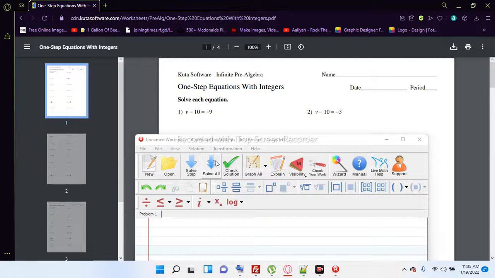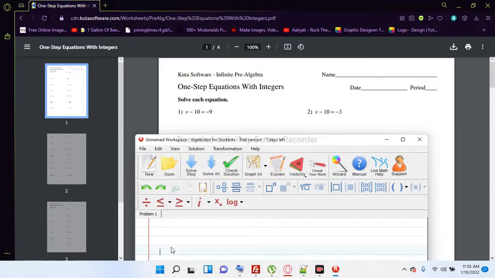So I'm here today to show you how to use the Algebrator and some of these equation things here, and then you can learn the rest yourself or go online and learn it from somebody who's better than me. But I'm here to show you how. Okay, now say you have one-step equations with integers, and you didn't know how to answer v minus 10 equals negative 9, or v minus 10 equals negative 3.